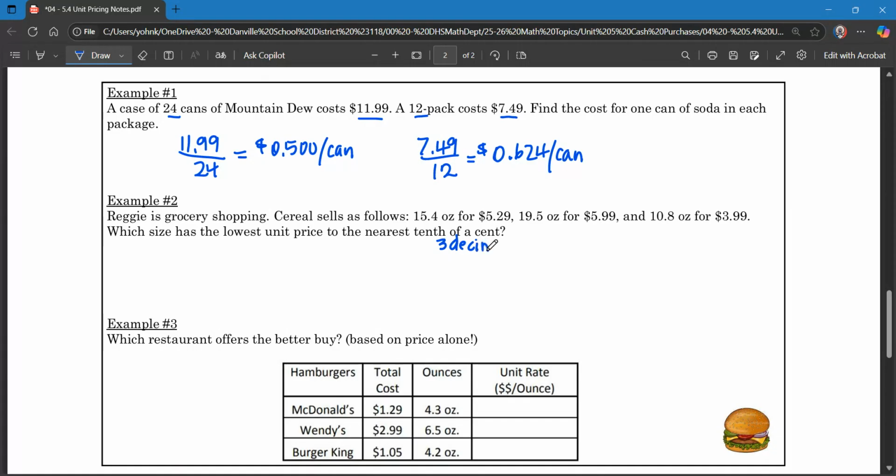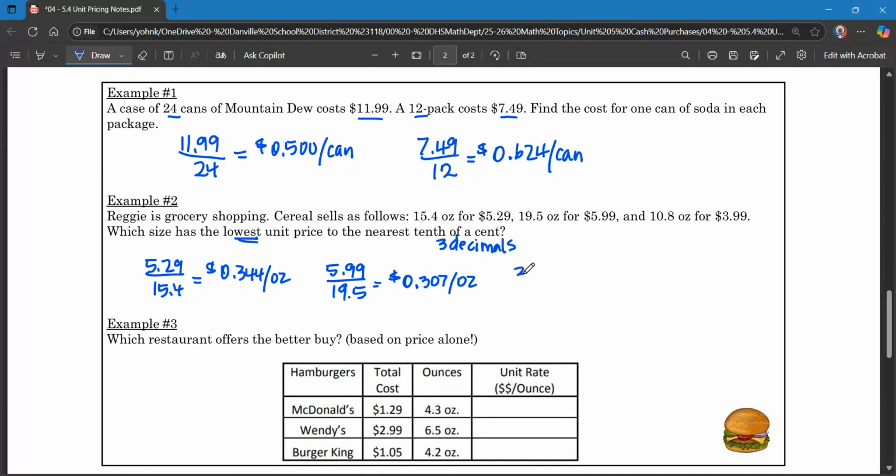3 decimals. All right, so to figure out which size has the lowest unit price, I need to calculate all 3 unit prices and then figure out which one is the lowest. So the first one is $5.29 for a 15.4 ounce. So if I divide, I get 0.344 per ounce. The second box costs $5.99 and it contains 19.5 ounces. So if I divide here, I get 0.307 per ounce. So notice that the unit price has gone down.